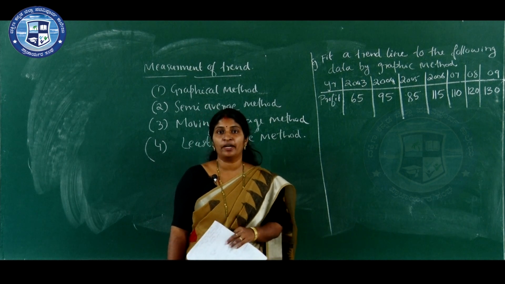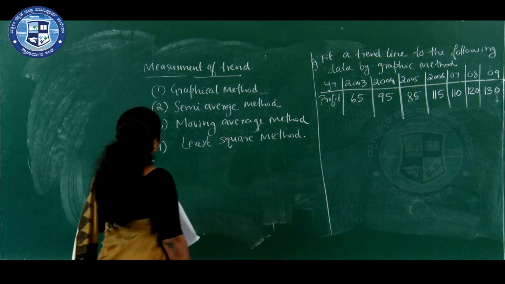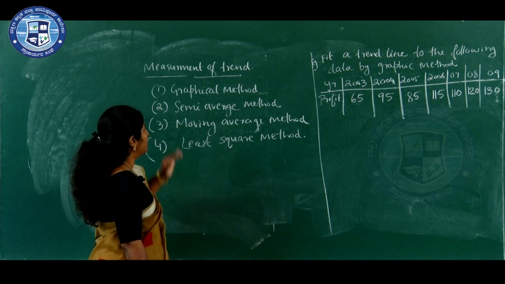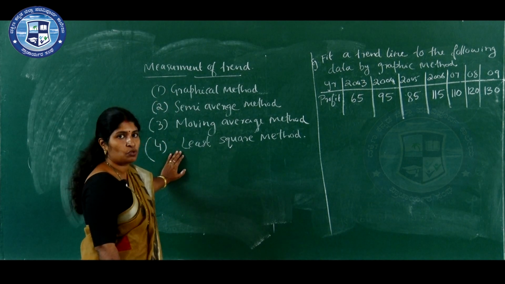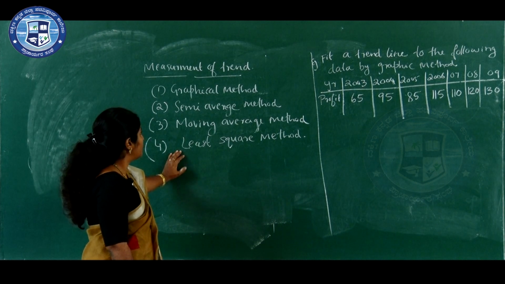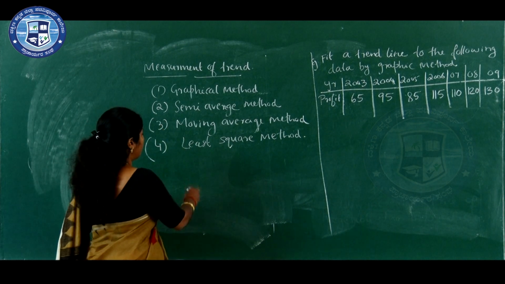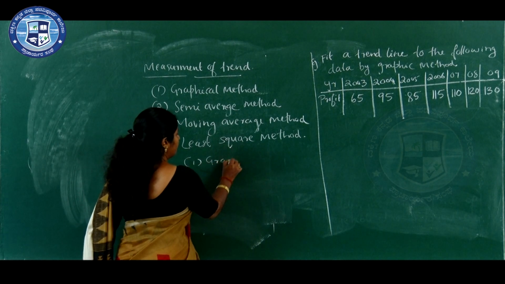Next is measurement of secular trend. There are 4 methods: graphical method, semi-average method, moving average method and least square method. Now, let us discuss one by one. First one is graphical method.